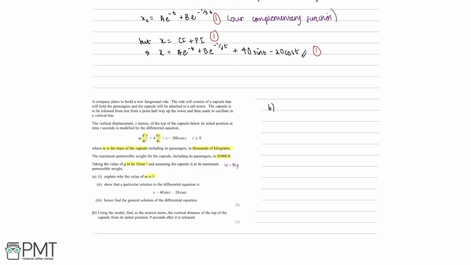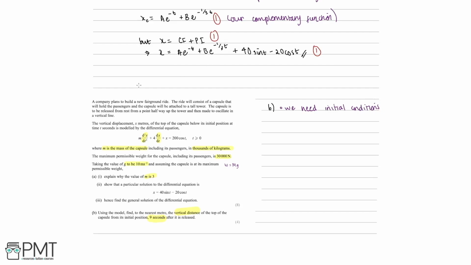For part B, we want to use the model to find to the nearest meter the vertical distance of the top of the capsule from its initial position 9 seconds after it is released. Well, this means that we need to use our general equation from what we found in part A in order to find a particular equation or particular solution to our question. Well, how do we do that? We need initial conditions from our block of text over here.